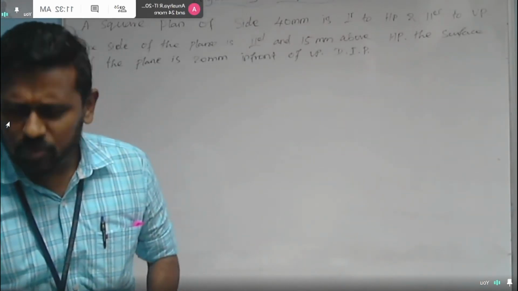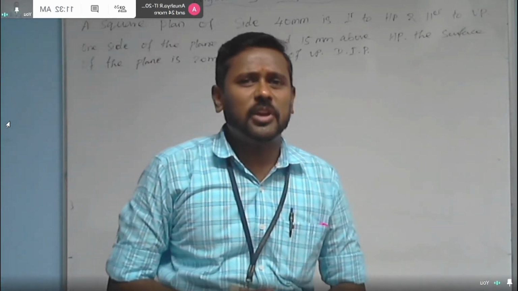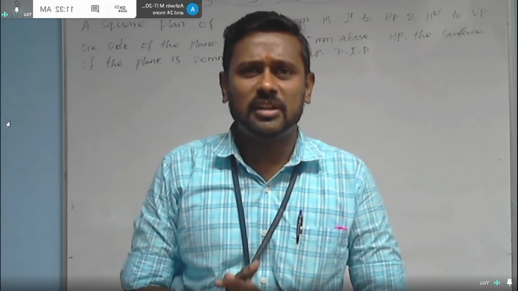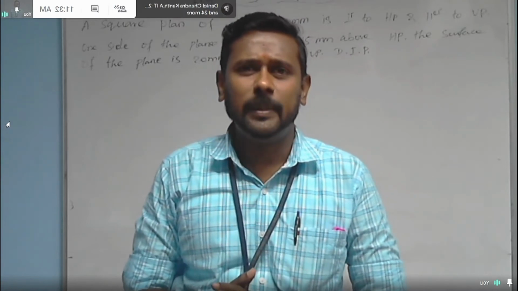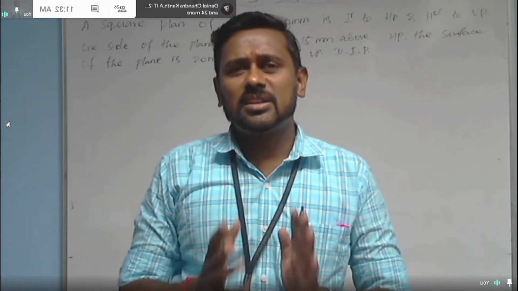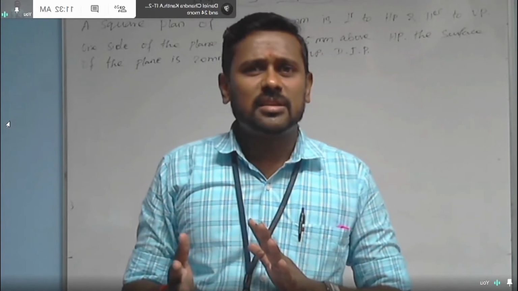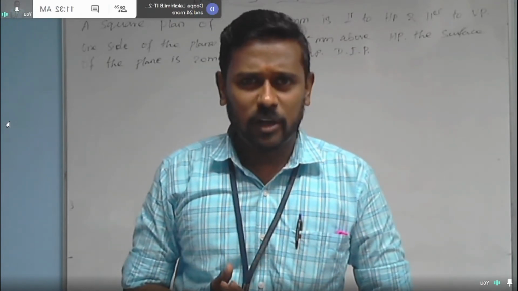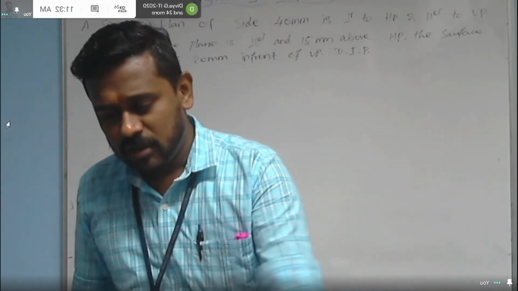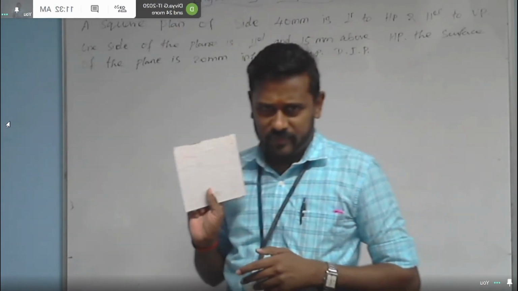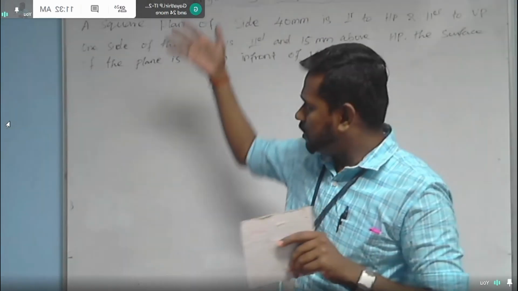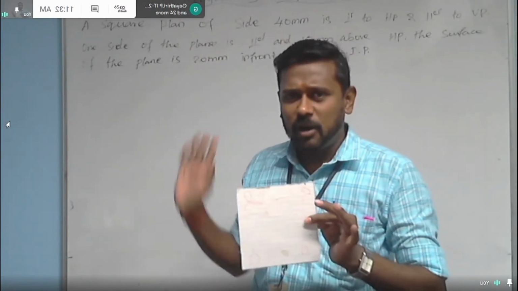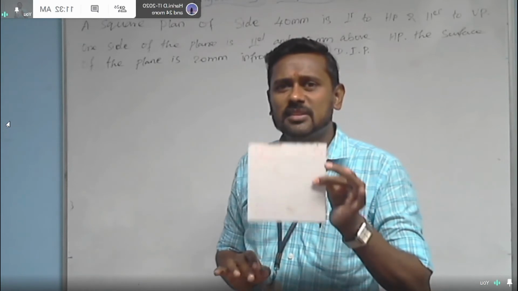This is the question, a very simple environment. A square plane of 40 mm side is placed in the first quadrant, that is, above HP and in front of VP. And the nature of the plane overall is perpendicular to HP and parallel to VP. Now, considering the board as the vertical plane and the floor as the horizontal plane, as per this problem statement, how do I need to place this square plane?